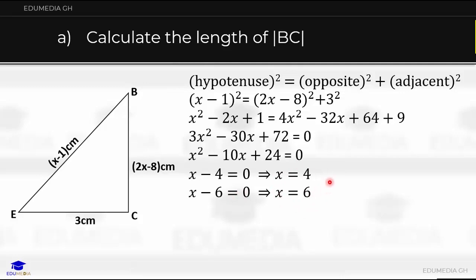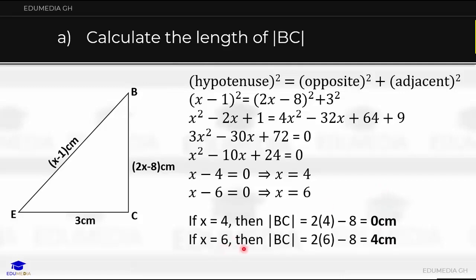Now, upon all these calculations, we're still not finished. The question is to find the length of line BC. That is the opposite. So we need to substitute these values into the expression to get the value of line BC. If we substitute x equals 4, then line BC is going to be 2 times 4 minus 8, and that will be 0 centimeters. If we substitute x equals 6, then line BC is 2 times 6 minus 8, and that will give us 4 centimeters.